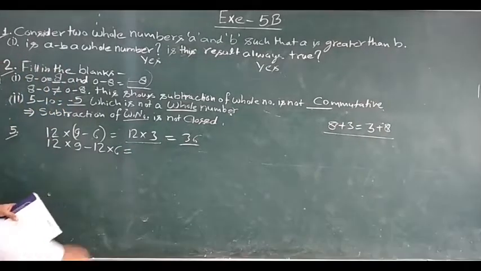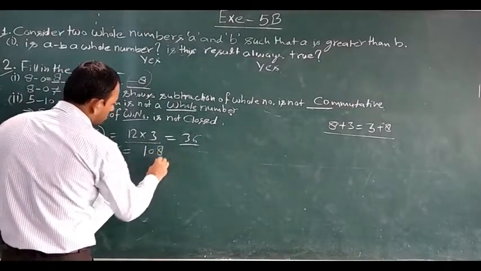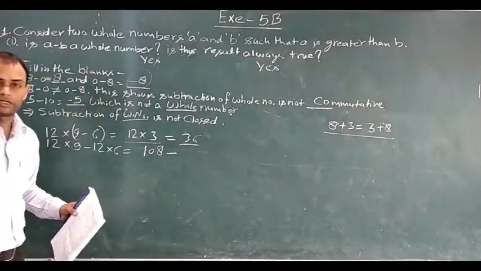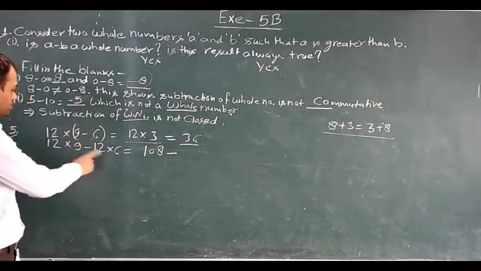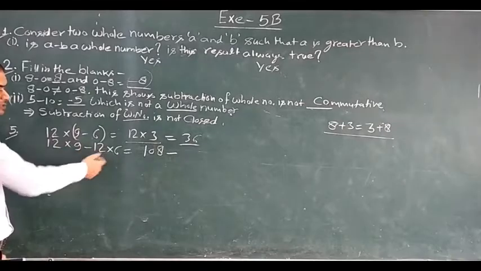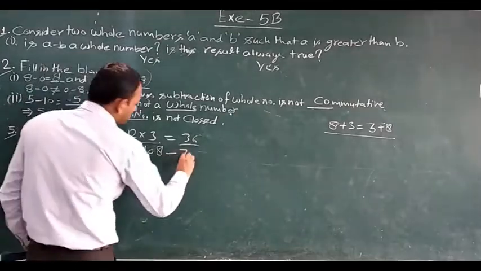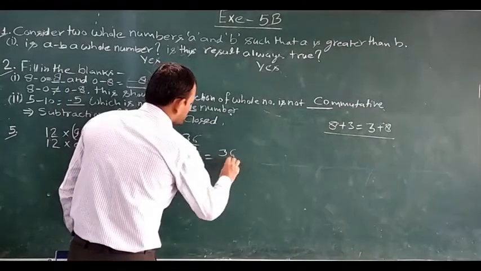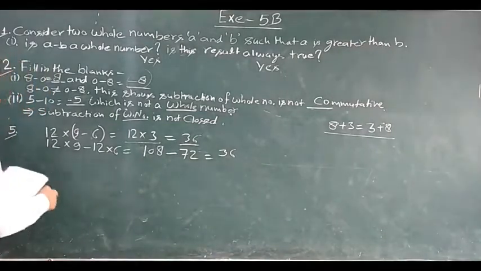How do you solve it? 12 into 9 is 108, then minus. We are just following BODMAS. There are two types of signs here, multiplication and subtraction. So according to BODMAS, what will you solve first? You will solve the multiplication first, and the subtraction sign will remain the same. 12 into 6 is 72, and when you subtract this, you will get 36. Got it?